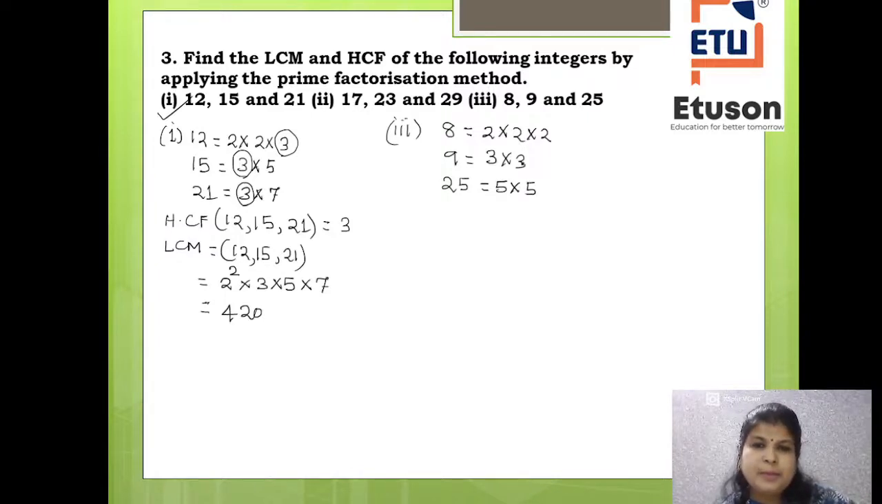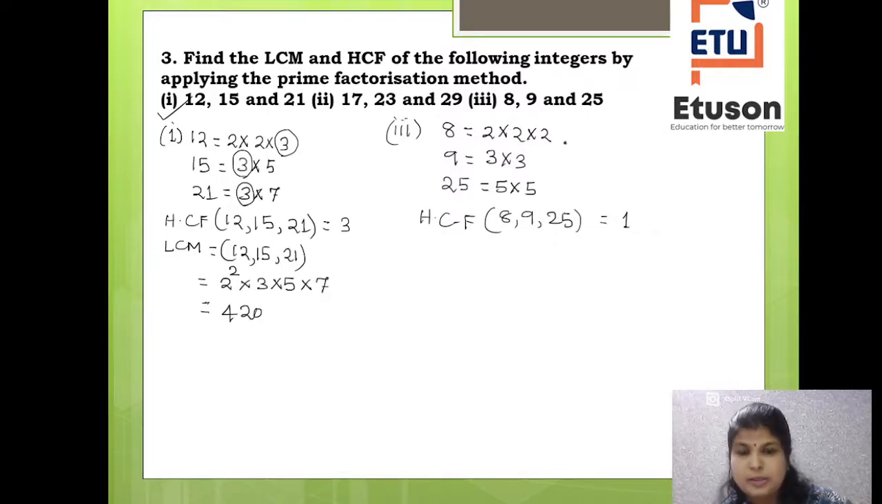तो अभी HCF क्या है? तीनों में कुछ कॉमन दिख रहा है? इधर तो 2 है, इधर 3 है, इधर 5 है. तो अभी कॉमन क्या है इसमें? कोई कॉमन नहीं है. So what will be the HCF here? When there is no common factor, the HCF is equal to 1. Are you getting or not? You just observe, there is no common factor in the numbers. So the HCF is 1.